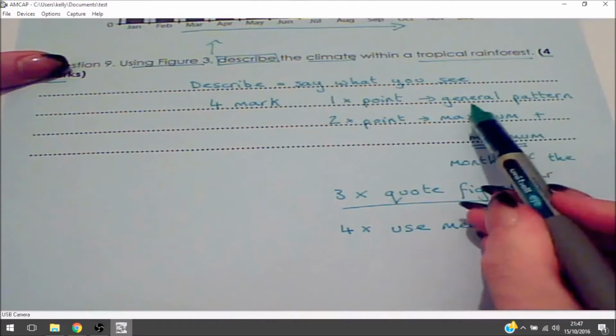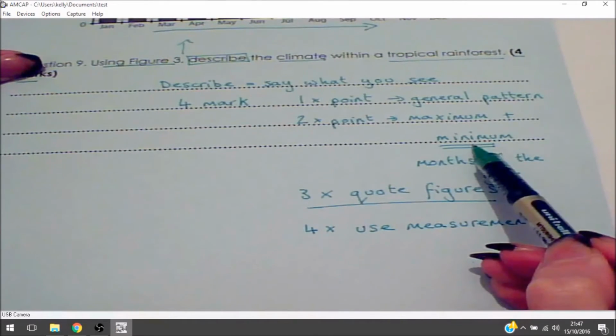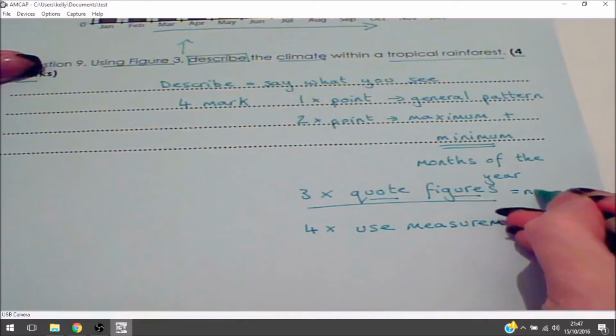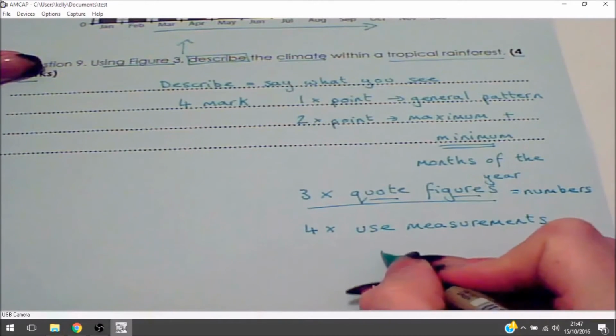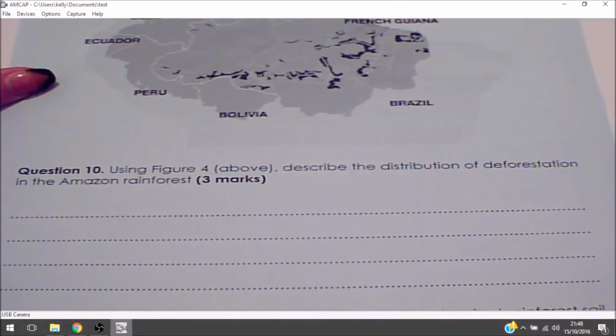So we're going to make a general pattern description. We're going to use maximum and minimum figures using months of the year, and we're going to quote figures. So we're actually going to quote numbers. And then we're going to use measurements, so millimetres and degrees Celsius. Let's move on to the next question.